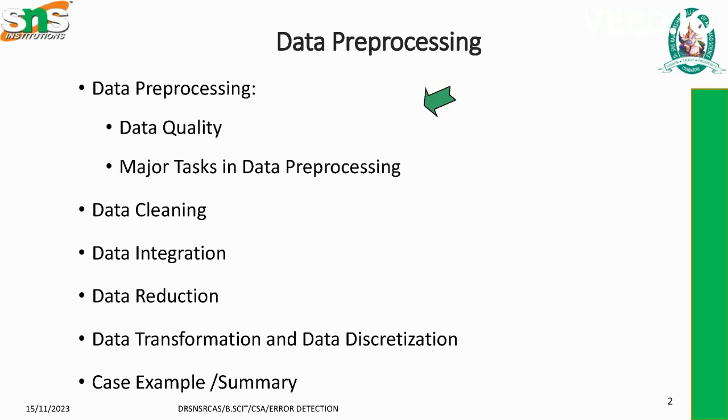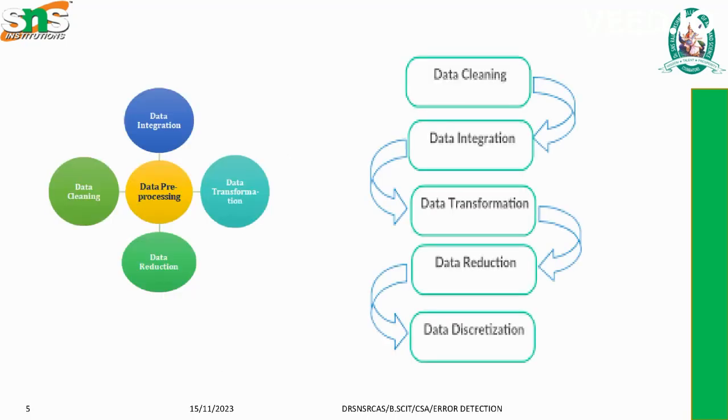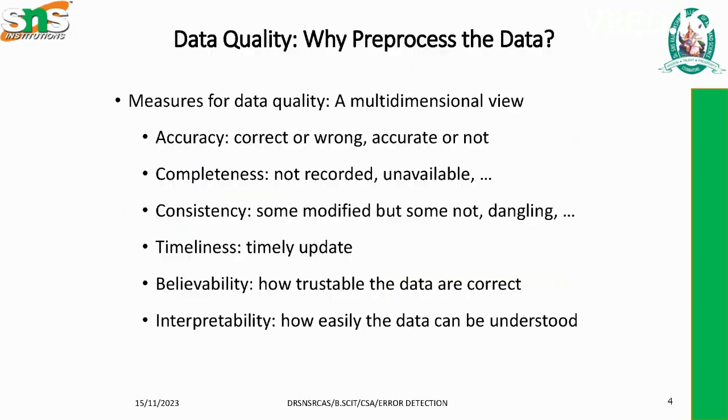So this is a diagrammatic representation of data pre-processing. First, pre-processing starts with data cleaning, then integration, data transformation, data reduction, and data discretization. Now, data quality. Why do we pre-process the data? How are we going to measure the data quality?